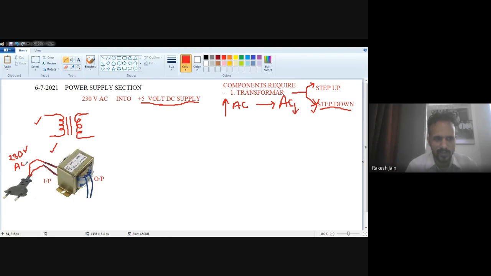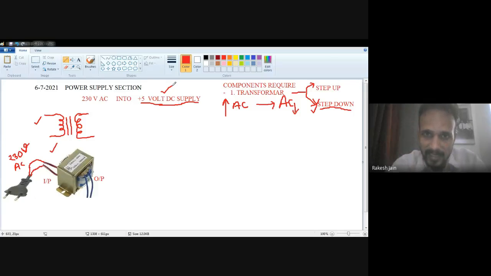When this 2-pin cable is placed in the AC socket or home socket, then 230 volt will come there, because the home AC power supply is 230 volt, 50 hertz AC. Okay. So if I require a 5 volt DC supply, which kind of transformer should I select? I should select a transformer rated just more than this 5 volt.